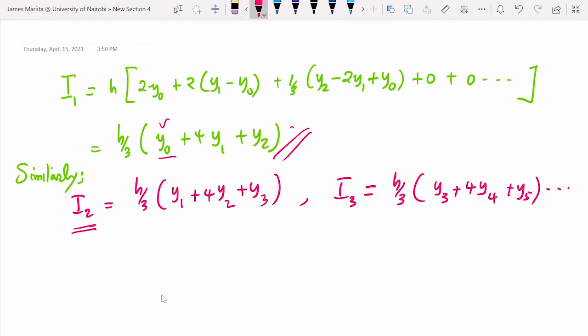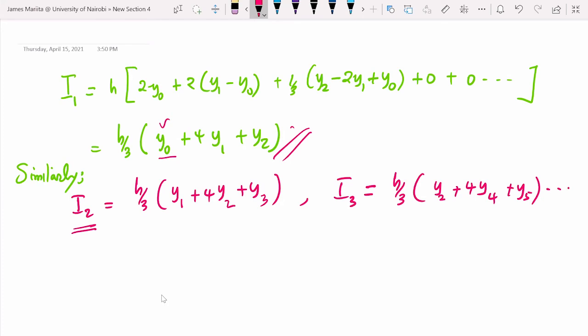What do you think about that? Yes, it's okay. 0, 1, 2, because this is y1, so that I3 will be h over 3. Then this becomes y2. For I1, we'll be having 2y naught plus, we'll be having 2y1 minus 2y1. So the y1 will disappear.